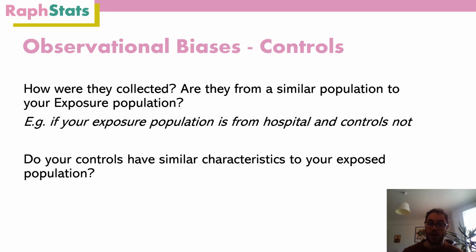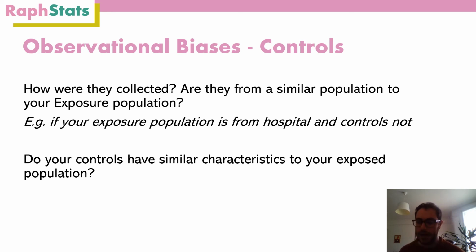Similarly, we've got to think about our controls. Are our controls good controls? We want our controls to be as similar as possible to the group that we're examining, except in that exposure. If we're looking at smoking, we want our groups to be as identical as possible, except for the fact that they smoke, because that's going to help us isolate smoking as the thing that we're examining. That means that you often match people for age, for gender, for demographic group, because we're trying to eliminate all of those possible confounders, but also we need to collect them from the same place.